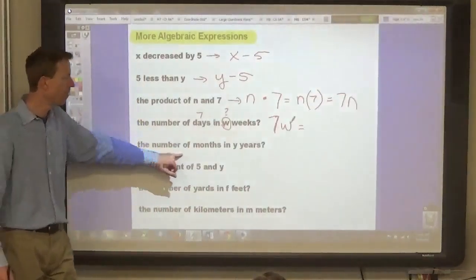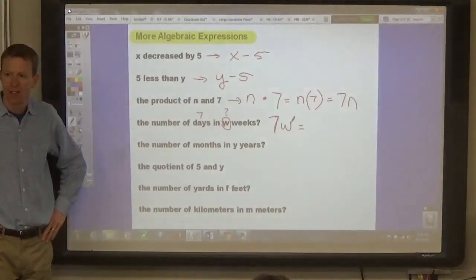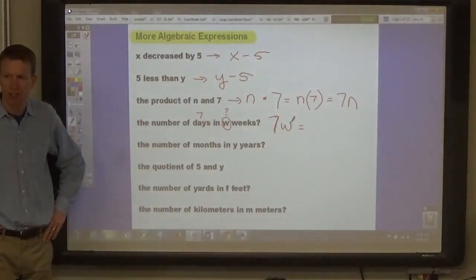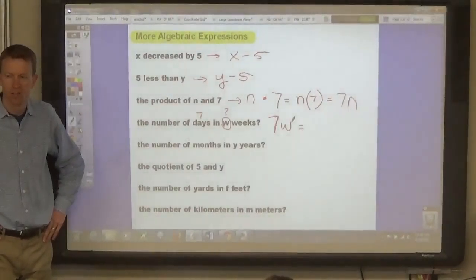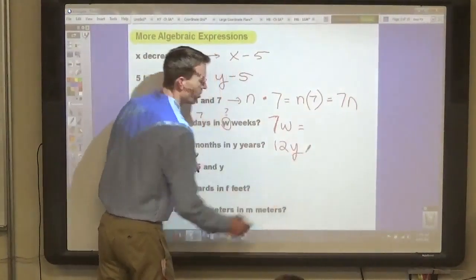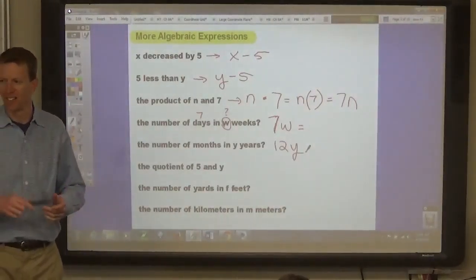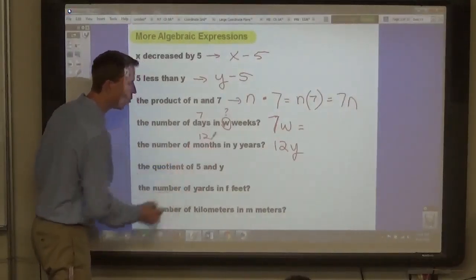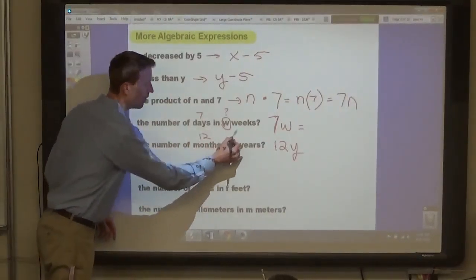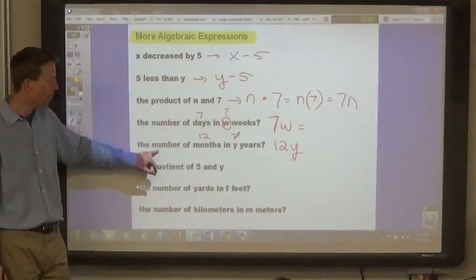Okay, how about the number of months in Y years then? Follow the same pattern to write that expression. The number of months in Y years. Cole? 12Y. 12Y. Why 12Y? There's 12 months in 1 year, and so if we don't know how many years, we would just multiply the number of years times 12 to get the number of months.